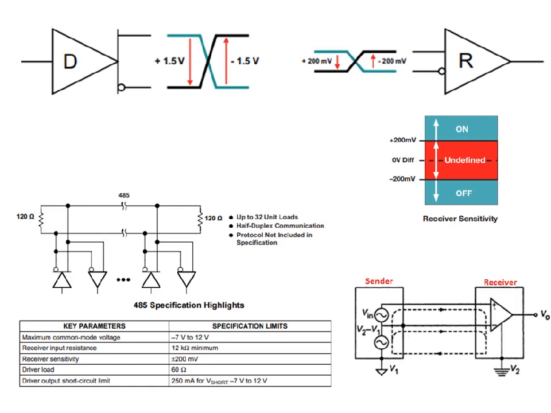margin. The specifications of RS485: the maximum common mode voltage is minus 7 to 12 volts, because this uses differential communication. The difference in grounds between the sender and receiver will appear as a common mode voltage at the sender. So this is one of the important specifications. Even though a minus 7 to 12 volts common mode voltage is present, the signal is not affected in RS485. The receiver input resistance is 12 kilo ohms minimum, and receiver sensitivity is plus or minus 200 millivolts.